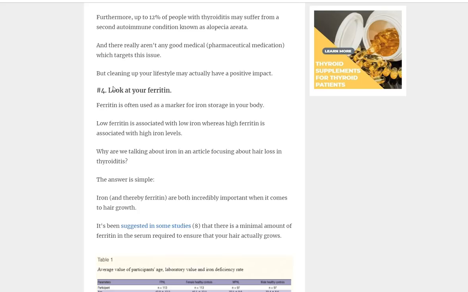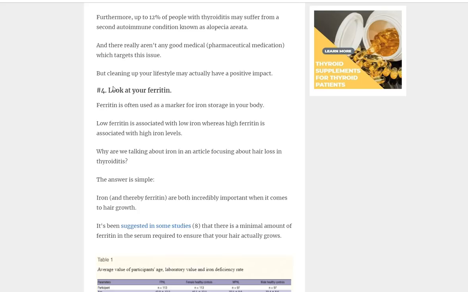What it is, it's a marker that doctors often use to assess iron storage in the body. And what it ends up being is if you have a low ferritin, it's a pretty sensitive marker for assessing low iron in the body. And the reason we're talking about this is twofold. Number 1, iron is very important, believe it or not, for hair growth.